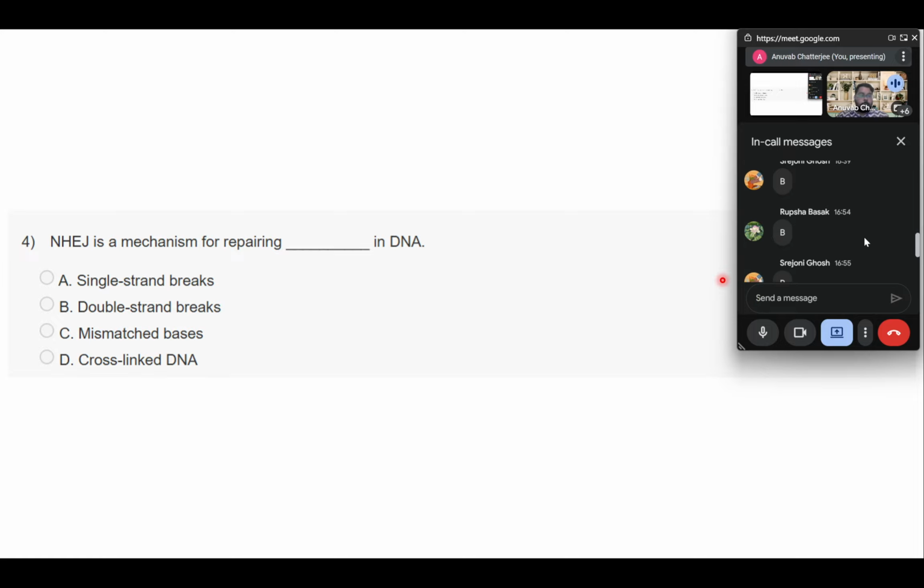Okay, we have answers coming in. Ruksha, Srijoni, Rupi, Koel, and Chanda, all of them say it is B. Double-stranded breaks is what NHEJ repairs.